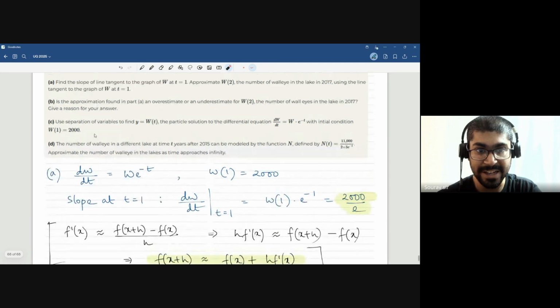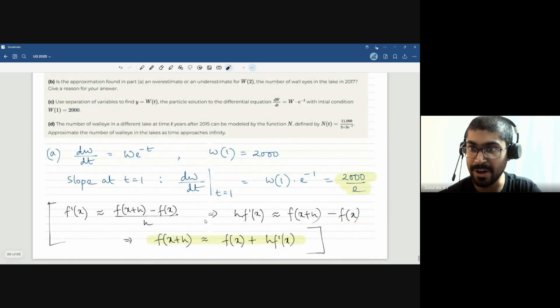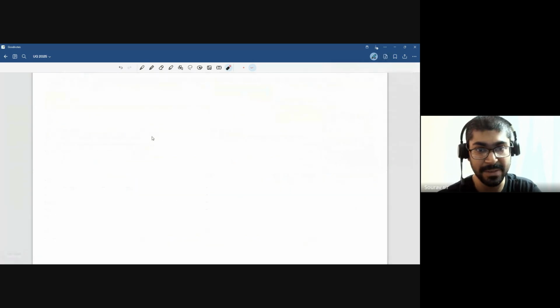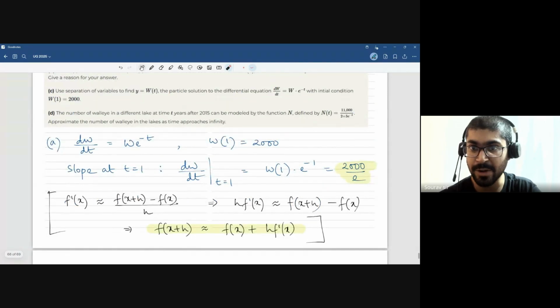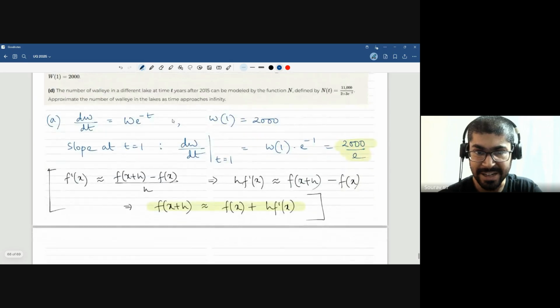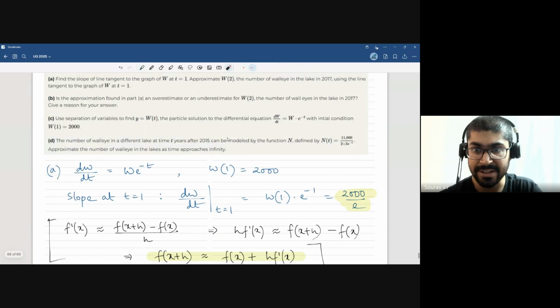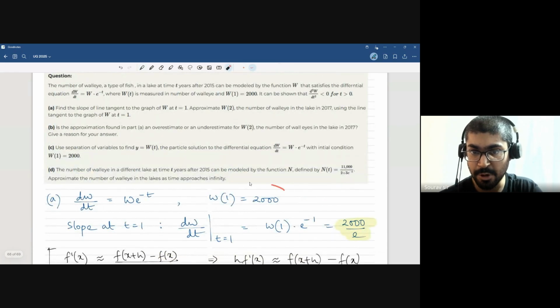So if I use the tangent to approximate, do they want us to calculate the tangent using the line tangent? Okay, so this method we are not going to use. That is why I told you this method, because if you have to use it somewhere, then you can do it. I just discussed the theory. For this part, we'll calculate the tangent. So what is the tangent? The tangent will be, you have the slope and you have the point of contact. The point of contact is this one, w1 is equal to 2000. So that means it is 1 comma 2000.